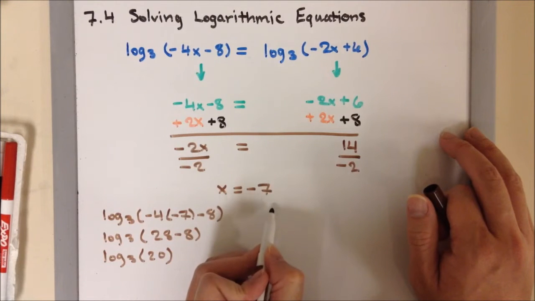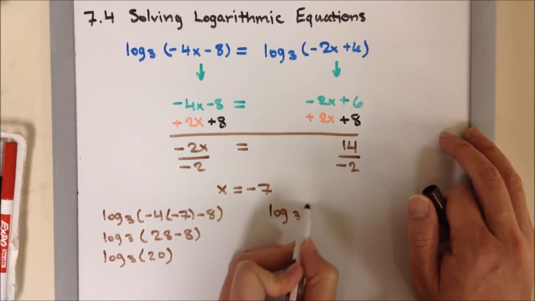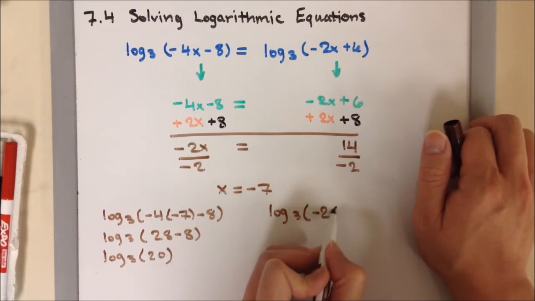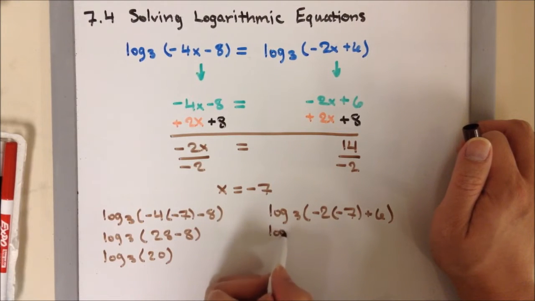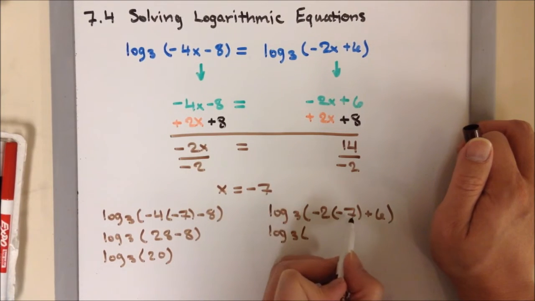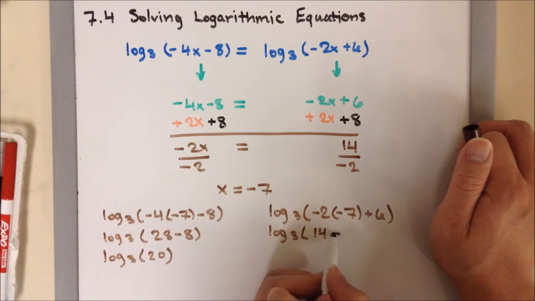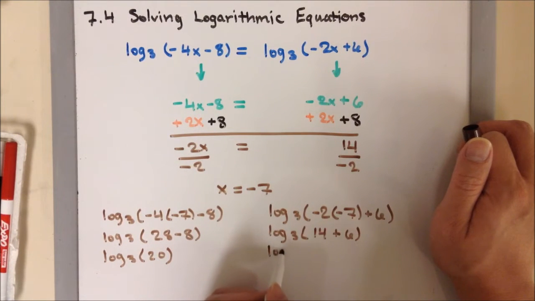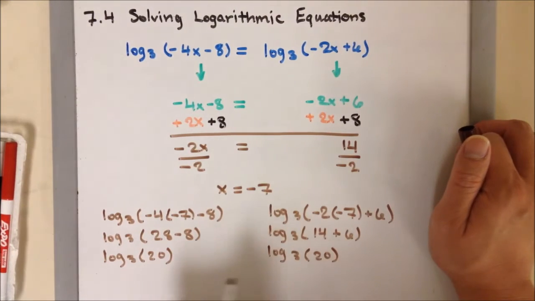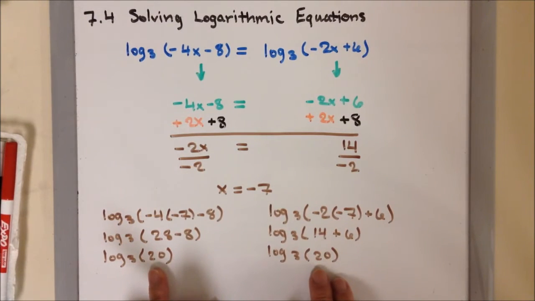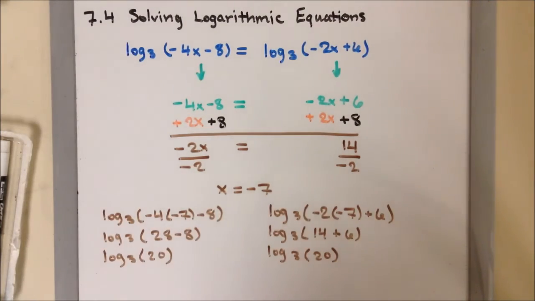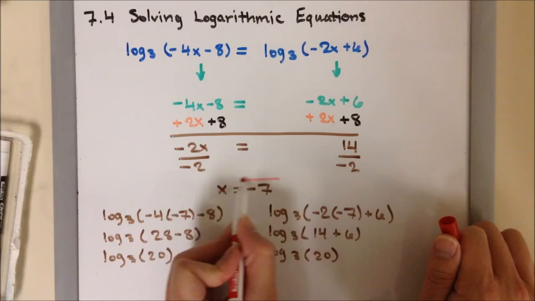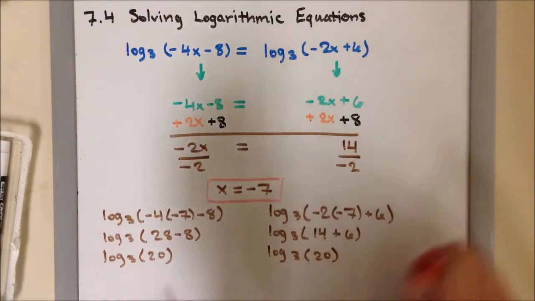Now let's do the right side. Log base 3 of negative 2, instead of x I'm going to put negative 7 plus 6. So log base 3 of negative 2 times negative 7 is positive 14, and then plus 6. 14 plus 6 is 20, so it's a positive number, that's good. In addition, the left side is the same as the right side, so this solution works. So x equals negative 7 is our final answer. And then that's it.